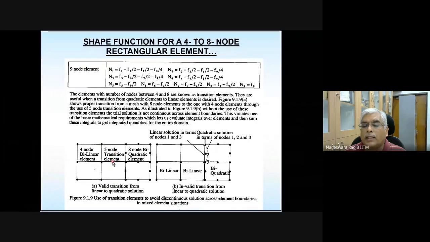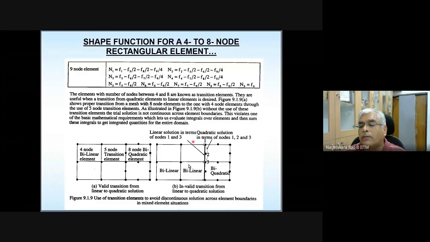So here is a 5 node transition element, a 4 node bilinear element, and an 8 node biquadratic element. 8 node element is biquadratic element. 4 node element is bilinear element. And 5 node element is a transition element. Over one of the edges, it's going to have quadratic variation. Here, along this edge, it's going to have quadratic variation. Along this edge, it's going to have linear variation.